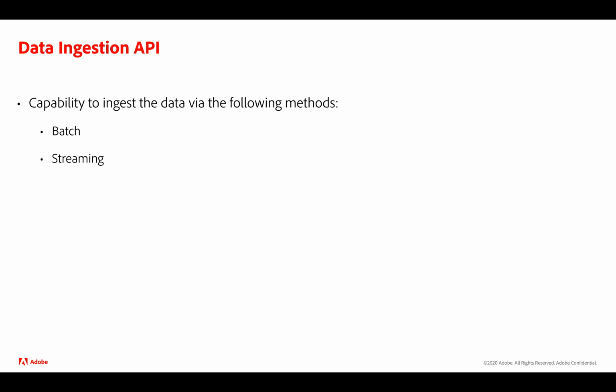We also have an API for data ingestion. This is the capability to send data into IP. So the Flow Service defines how to ingest it, and then the data ingestion API gives you the way to send either batch or streaming.